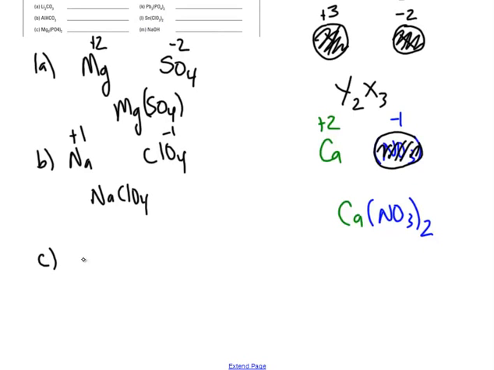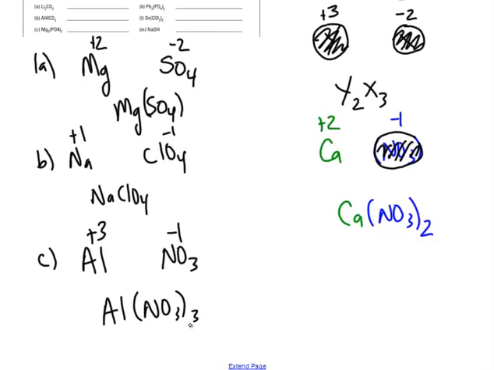Let's do C, which is aluminum nitrate. Aluminum, looking it up in the periodic table, is a +3, and nitrate is -1. So how many of each of these do I need to make it neutral? Well, I'll need 3 of the nitrates and 1 of the aluminum. So Al, we need brackets here, and you have aluminum nitrate. So go ahead and try a few, and if you need any help, please come and see me.